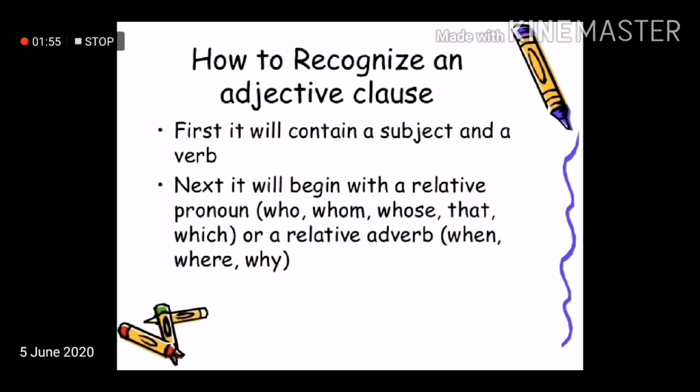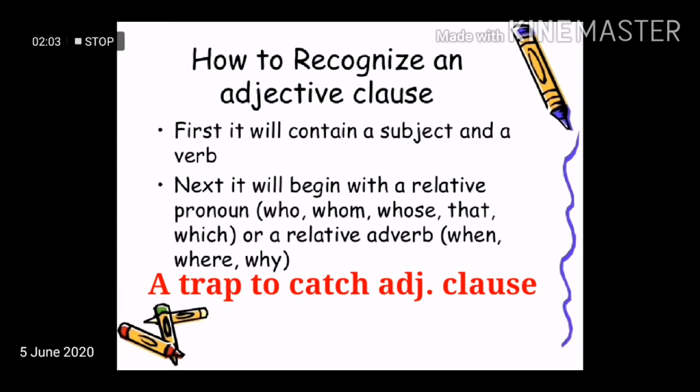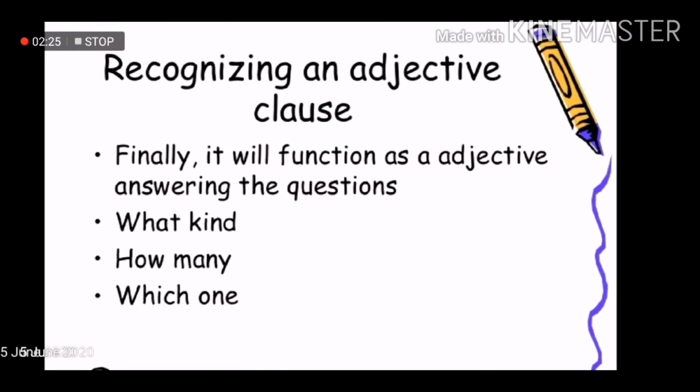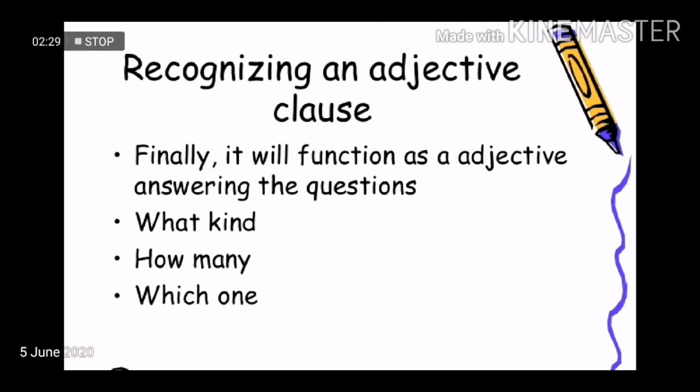So you have to remember this rule, how to recognize an adjective clause. Here are some formulas through which you can recognize one. First, it will contain a subject and a verb. Next, it will begin with a relative pronoun. Relative pronouns, you know, are who, whom, whose, that, which, and I guess we did a video on these relative pronouns. Or it begins with a relative adverb. Relative adverbs are when, where, and why. Finally, it will function as an adjective answering the questions: what kind, how many, which one.